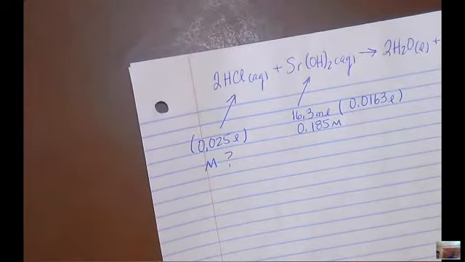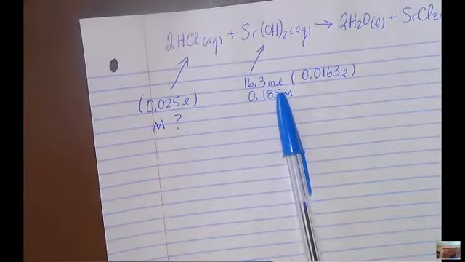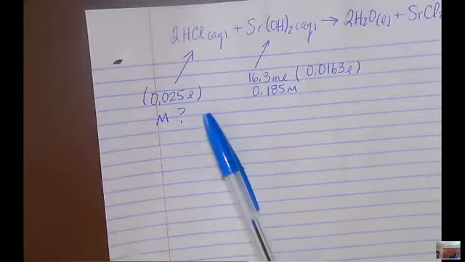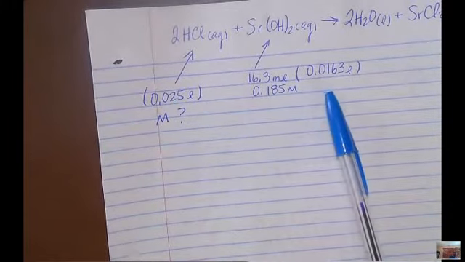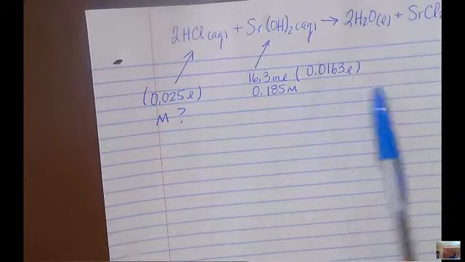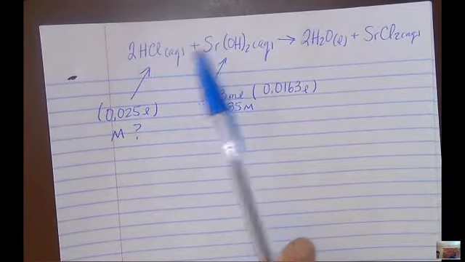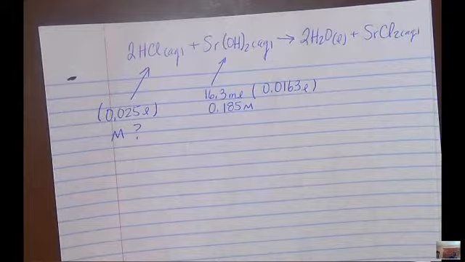Okay? Well, I can't just use MA VA equals MB VB here, right? The molarity of the acid times the liters of the acid is equal to the molarity of the base times the liters of the base, because this is a 2-to-1 reaction. So I have to take the stoichiometry into account.